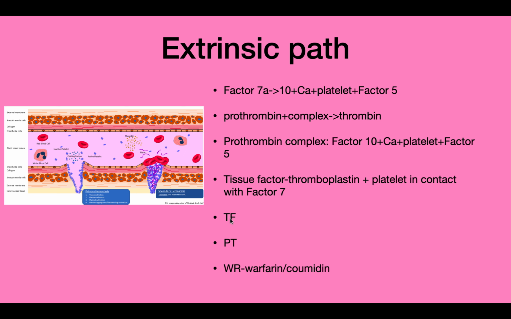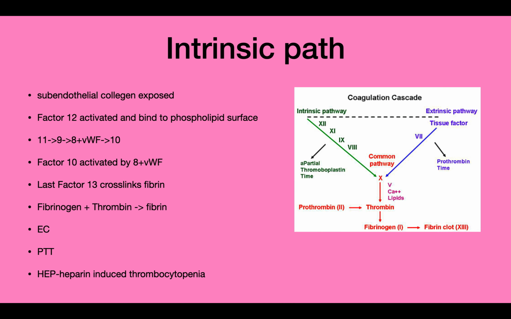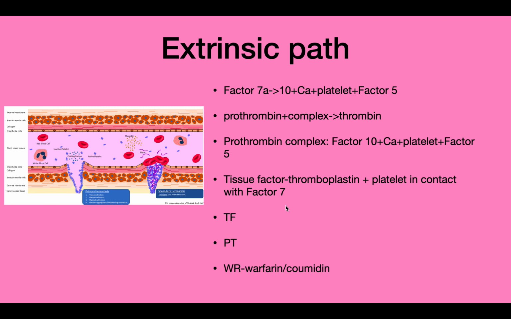So we look for tissue factor in the blood, prothrombin time, or not prothrombin time. We're going to look for partial. No, we're going to look for prothrombin time. I was right. In the intrinsic pathway, you look for partial thromboplastin time. Then you're going to treat them with warfarin or Coumadin.